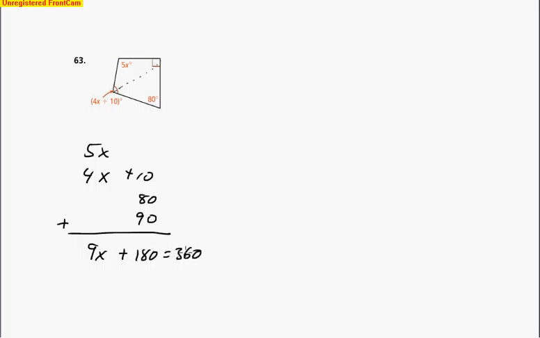So when I go ahead and subtract the 180 from both sides, that leaves me with 180. So 180 equals 9x. When you divide by 9, you end up with 20. So x is 20. We'll put a degree symbol there since we're dealing in degrees, and those are the types of problems you're going to see on tonight's homework. Good luck.